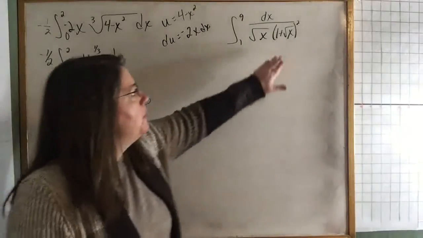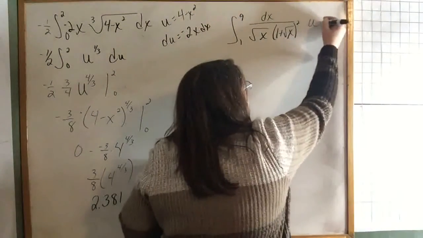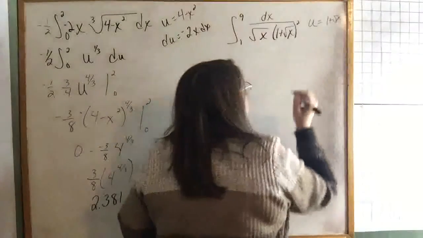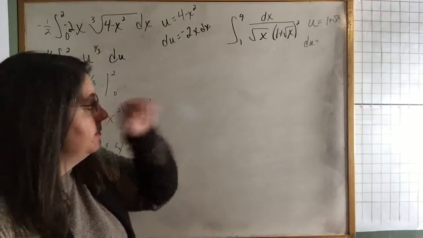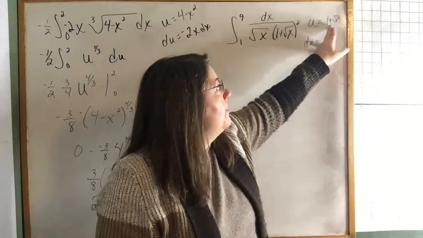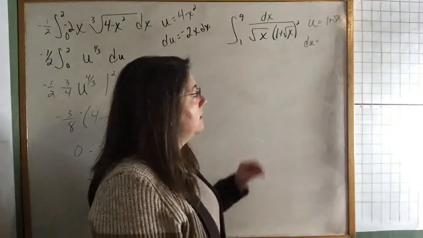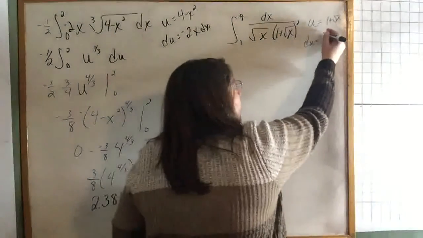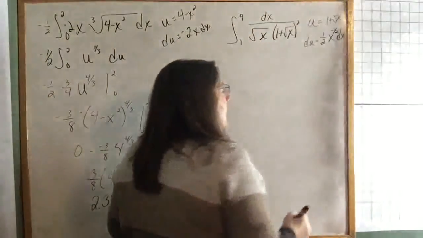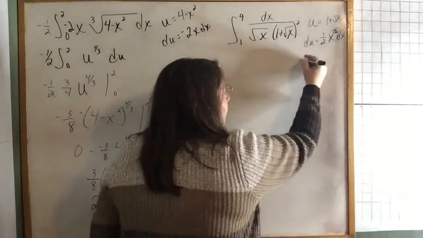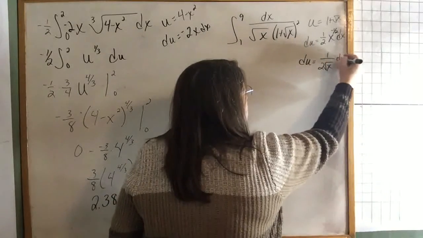Again, usually what we define our u as is what is to a power. So I'm going to let u equal 1 plus the square root of x. If that's the case, then du is going to be the derivative of that. The derivative of 1 is 0. The derivative of the square root of x, that would be x to the 1/2, so we would have 1/2 x to the negative 1/2 dx. So our du is going to be 1 over 2 square root of x dx.